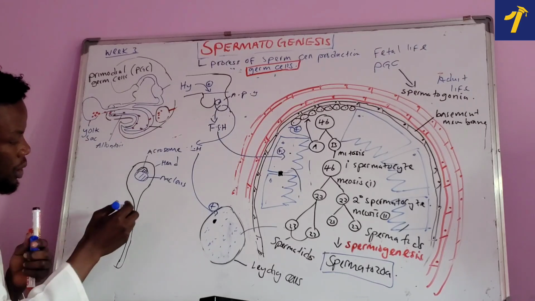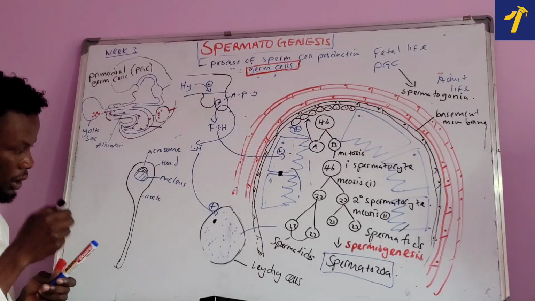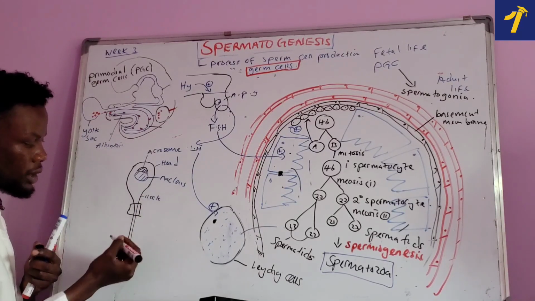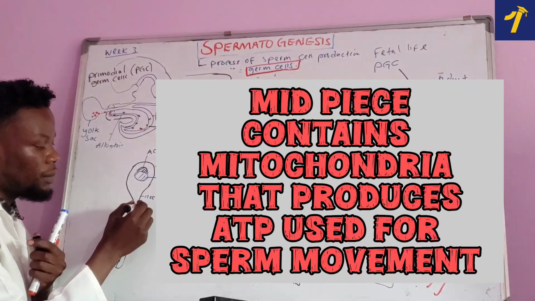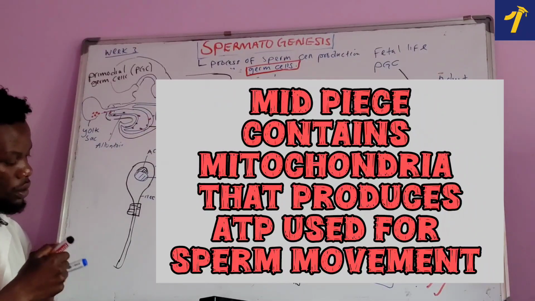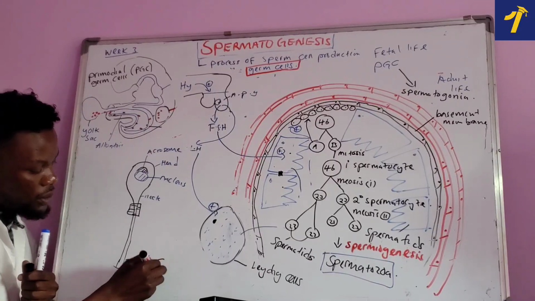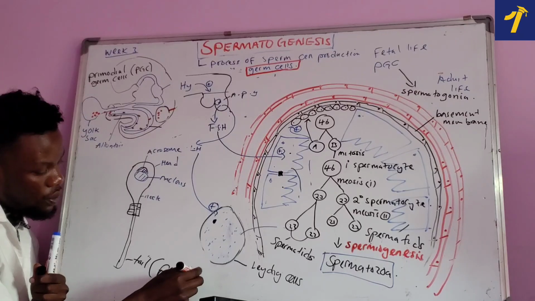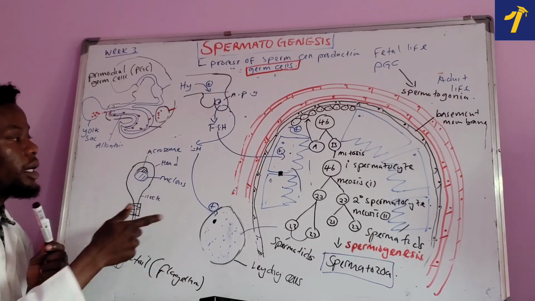Then we are going to have the neck. Below the neck we're going to have an important structure that contains a lot of mitochondria. And we've got the tail, or sometimes it's referred to as the flagellum. The flagellum is important in the movement of the entire sperm cell.